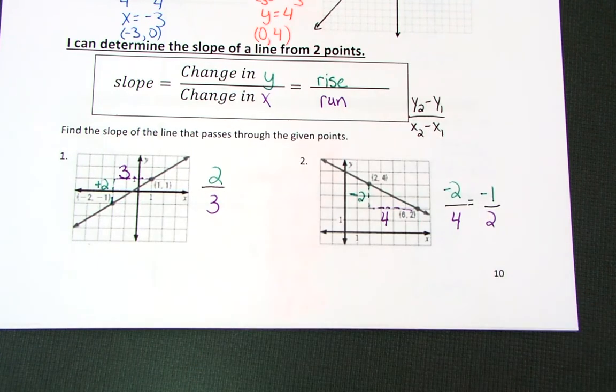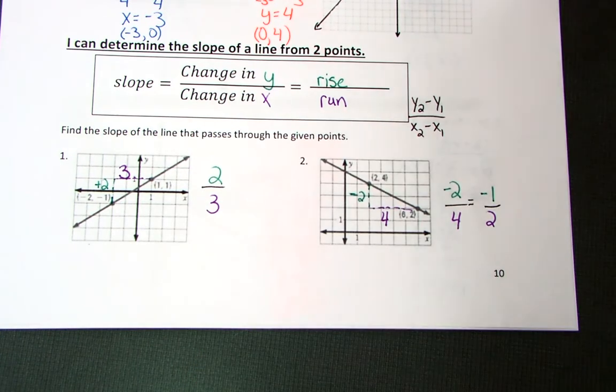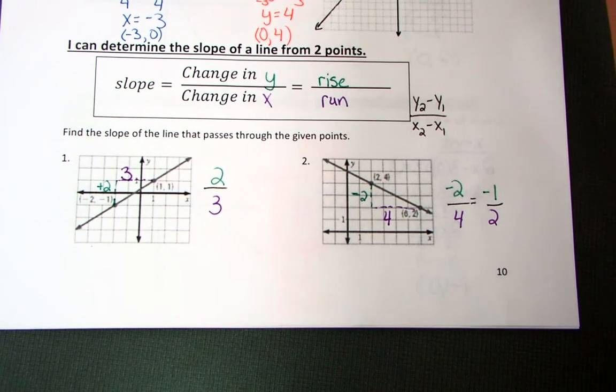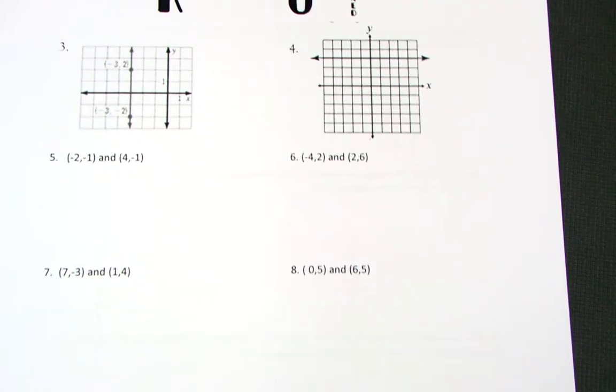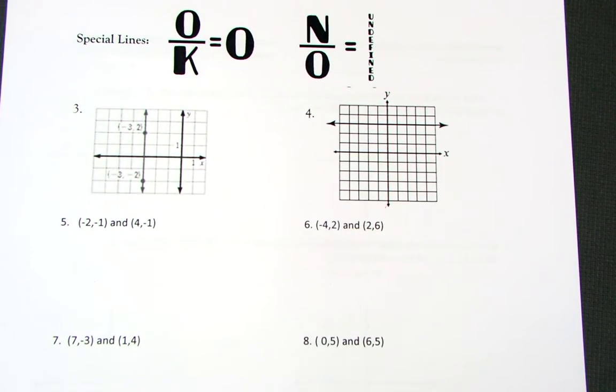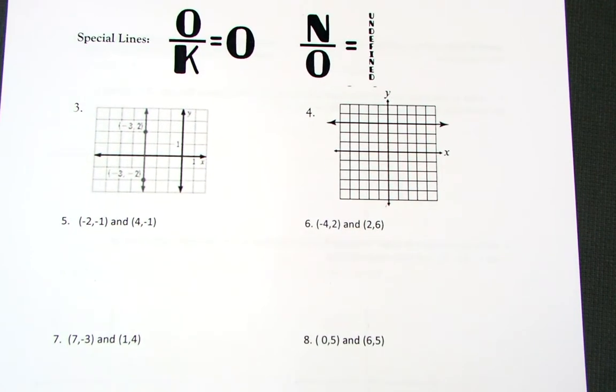So when it's given to me as a graph, it's real easy to just count our slope. But if it's not given to me as a graph, I might have to do a little more work. Let's take a look at our special slopes or our special lines. And I have this in the classroom as well, but I gave it to you on your paper to help you. It is okay for 0 to be on the top of a fraction.